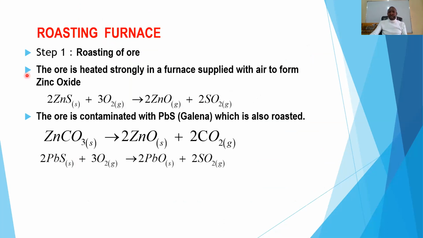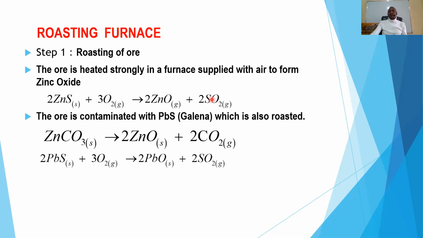In the roasting furnace now, you're going to have the zinc sulfide being heated strongly in a furnace supplied with air to form zinc oxide plus sulfur oxide. The sulfur oxide is trapped and stored, whereby it can be used in the manufacture of sulfuric acid.